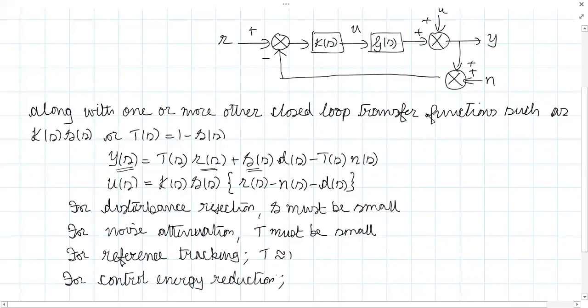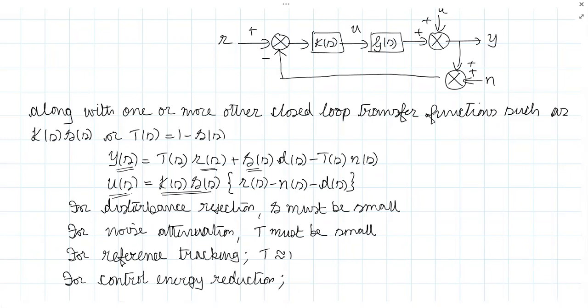What should be the condition? What is required? U of S is the control signal. Okay, we want to minimize the control effort. That means we want to minimize the control energy.